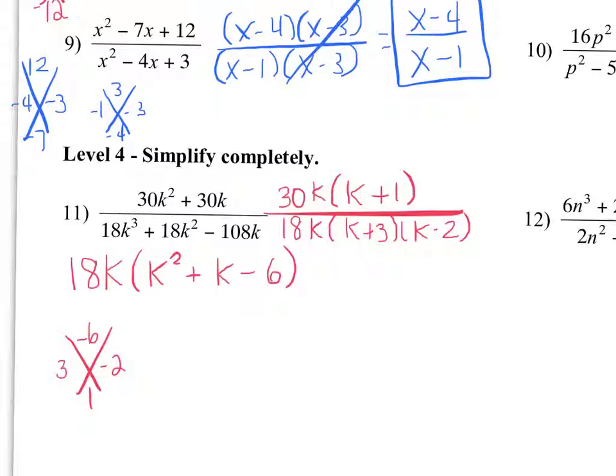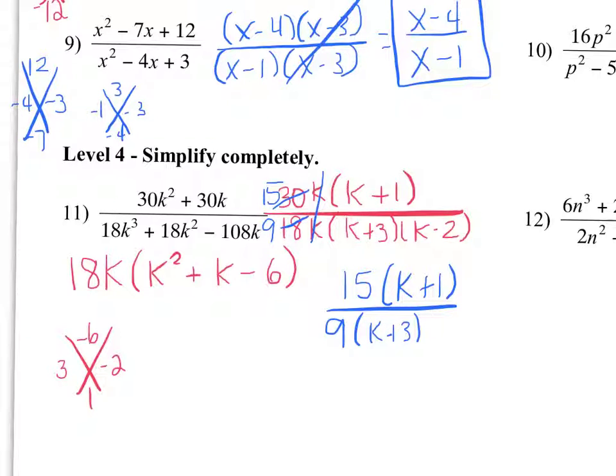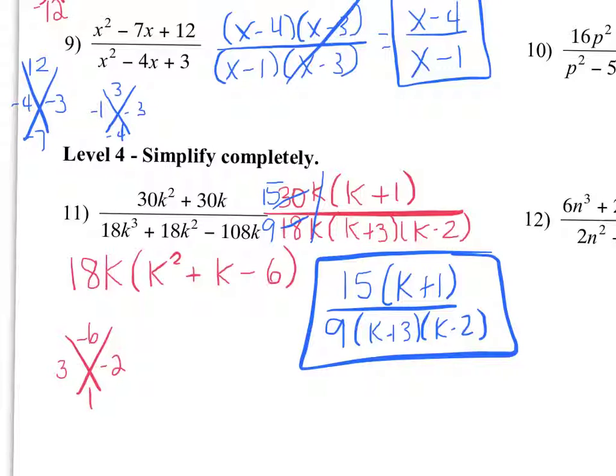Looking to see what cancels off. These k's can cancel out. 30 and 18, you could take out a 2, which would leave us with 15 over 9. So we have 15 times k plus 1 over 9 times k plus 3 times k minus 2 for our final answer.